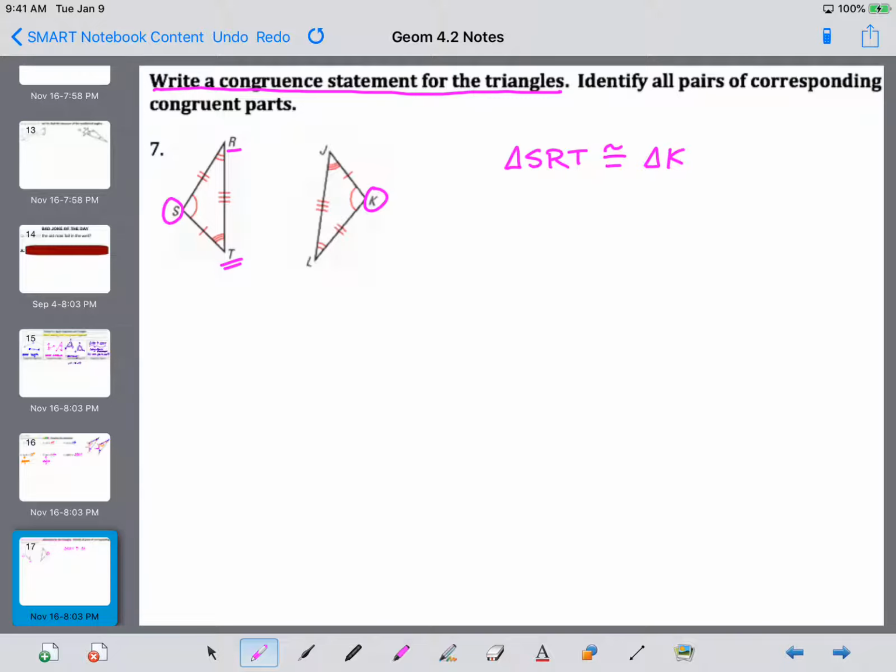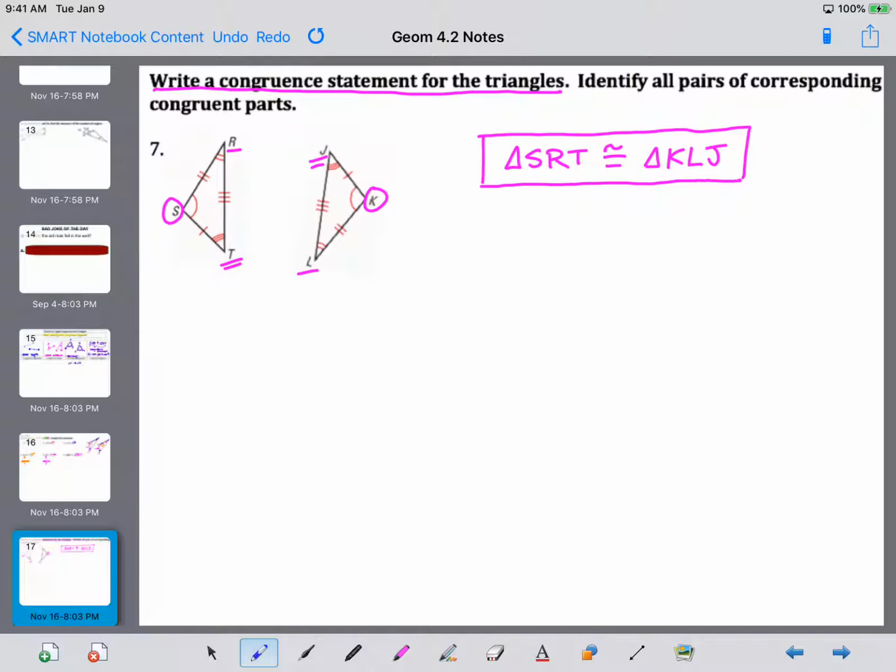And then notice that R goes with L because they both have a double arc. And then T goes with J because they both have a triple arc. So this would be the congruent statement for those two triangles. And it doesn't really matter what order the letters are in, as long as S goes with K, R goes with L, and T goes with J.